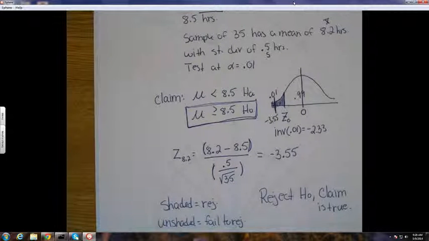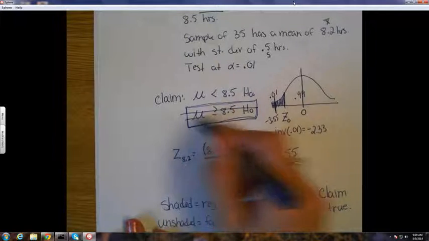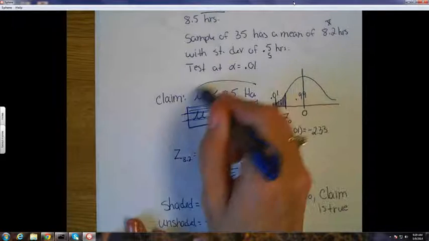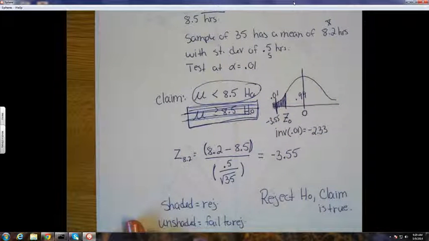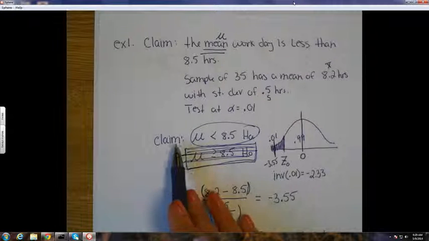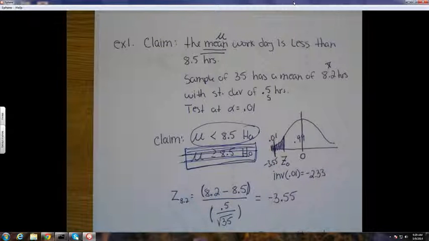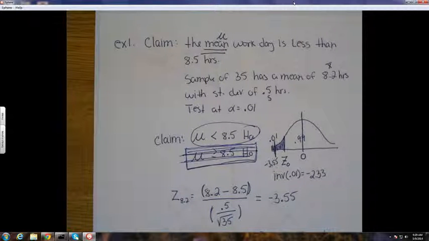We rejected it. Then what is your claim? Is it false? Nope. We rejected the whole, so this is gone. I rejected this, so that means this is what's true, and that was the claim. The claim was the Ha, so that's why I'm on the right side of that flow chart. Like I said, you'll look at that for about a week, and then you'll be good. It'll make sense to you.